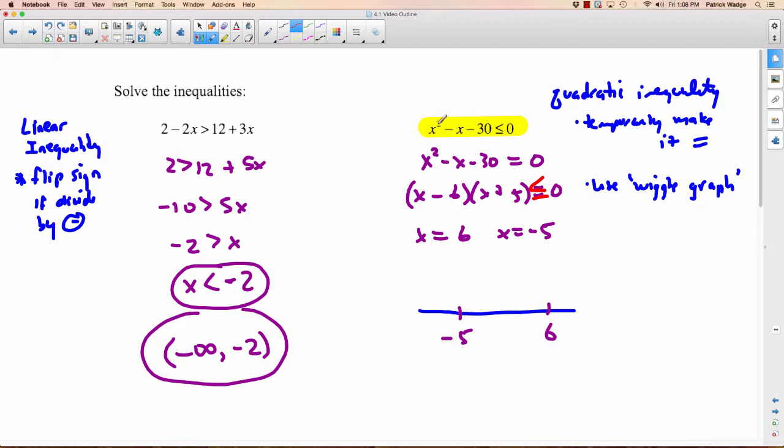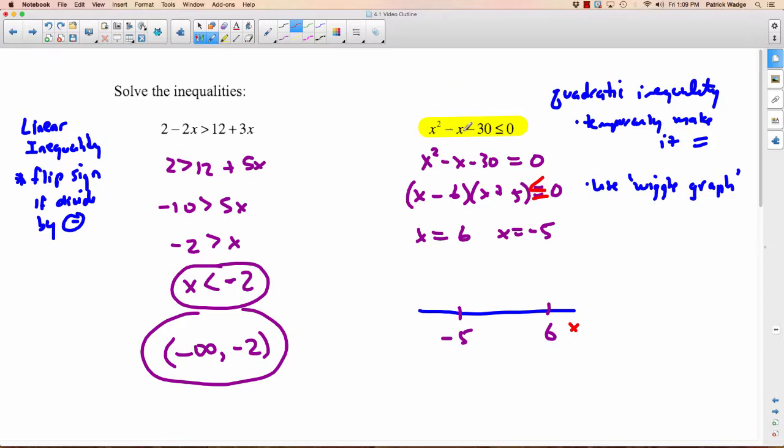So I'd put in here, I'd get 10 squared, which is 100, minus 10, which is 90, take away 30, which is 60. Is 60 less than 0? No, it's not. So this section did not work. Let's try, what would be a good number to put in here? 0.